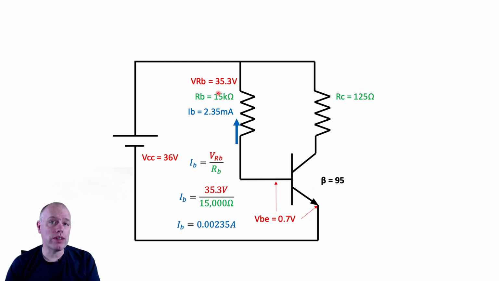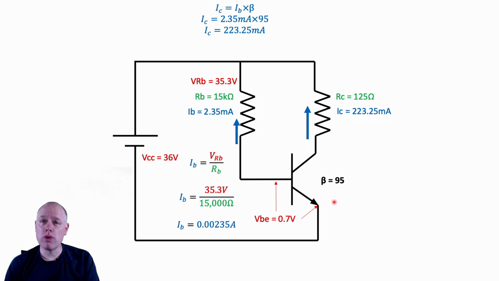So now what we're going to do is calculate our IC by going IB times beta. In this case, it's going to be 2.35 milliamps times 95, our amplification factor that was given to us right there. And that works out to be 223.25 milliamps. So we've amplified the current, which we really haven't. We've just used a smaller current to control a larger current.